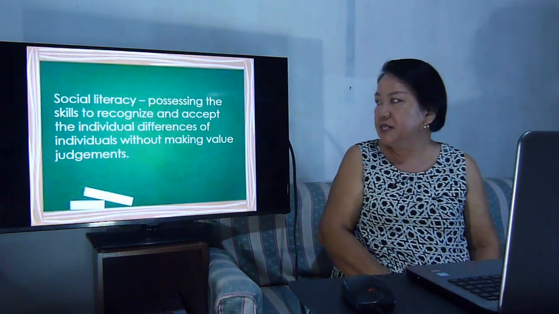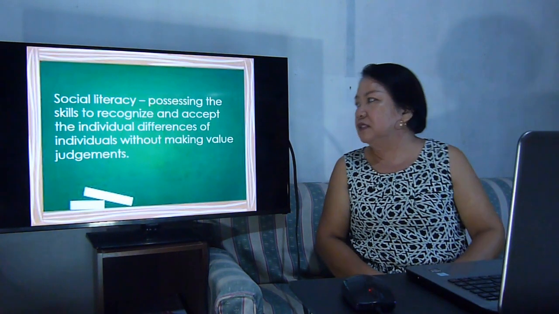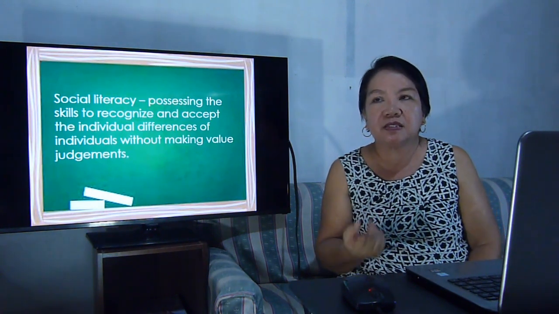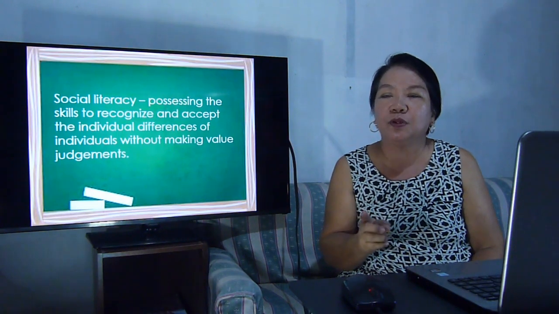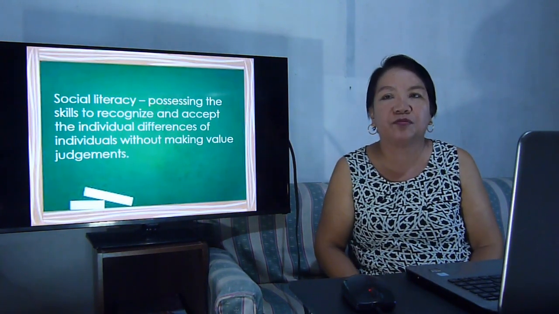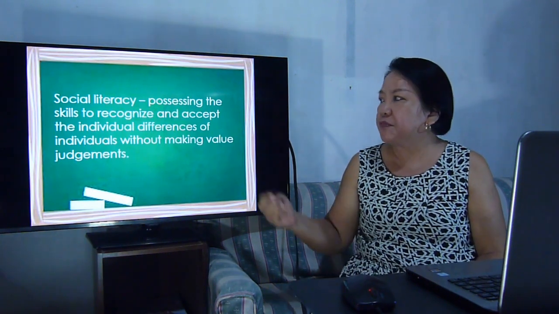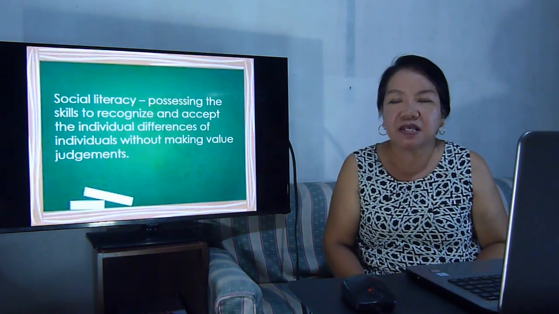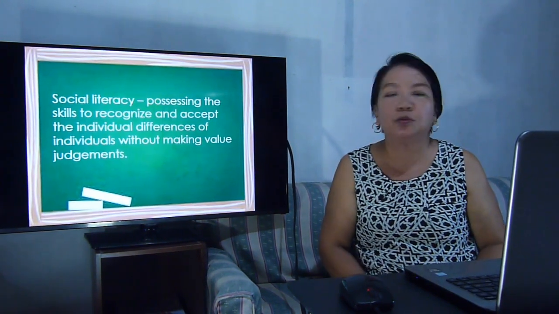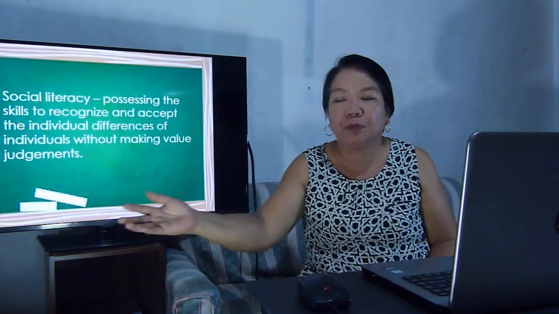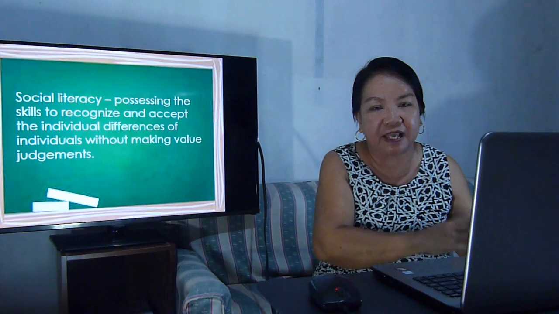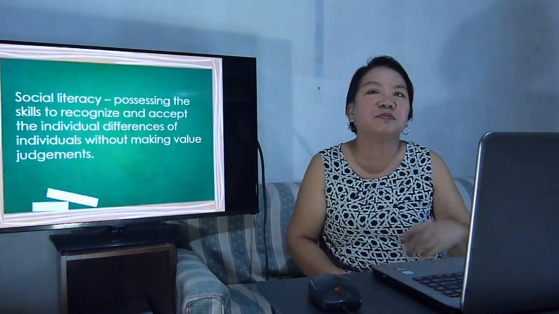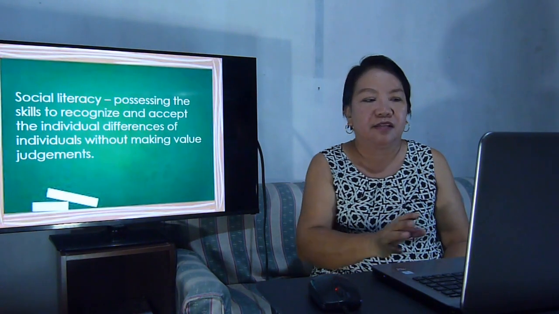Social literacy is possessing the skills to recognize and accept the individual differences of individuals without making value judgments. Students, future teachers, in your class, you will be meeting 30, 40, 50 kinds of personalities. If you have mastered social literacy by the time you become a teacher, you will be able to understand why pupil A is like this, why is pupil B behaving like this, and so on. Why are some of your co-teachers not cooperating? Why are some so friendly to you? So, you have to learn social literacy.